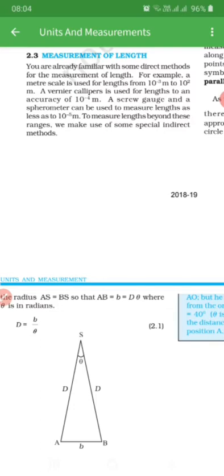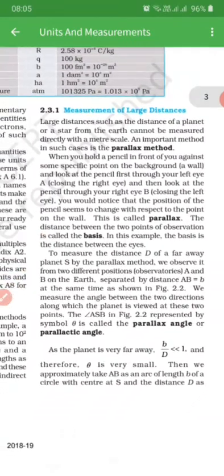So to measure length beyond this range, we can use some special indirect method. If we cannot measure directly, at that time some indirect method we have to use. For example, to measure the distance between Earth and a planet or star, that much long measure tape is not available, right? And we cannot measure. Who will go there? So here the indirect method, known as the parallax method, is used.